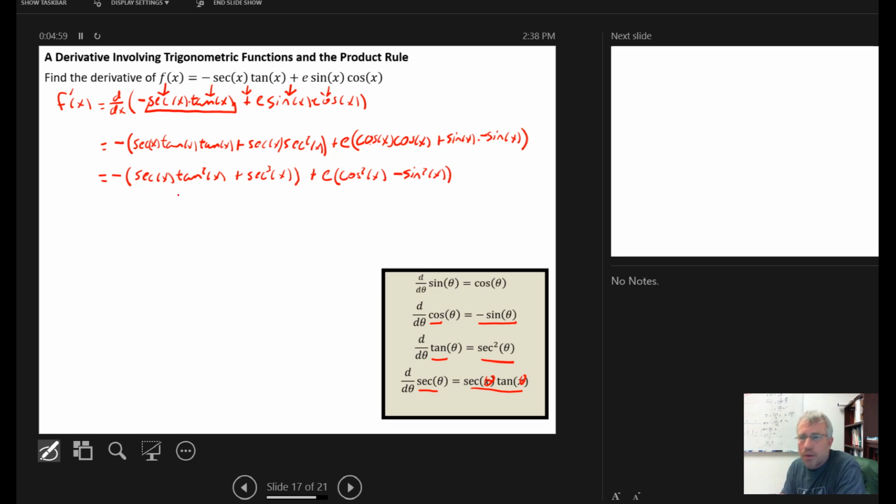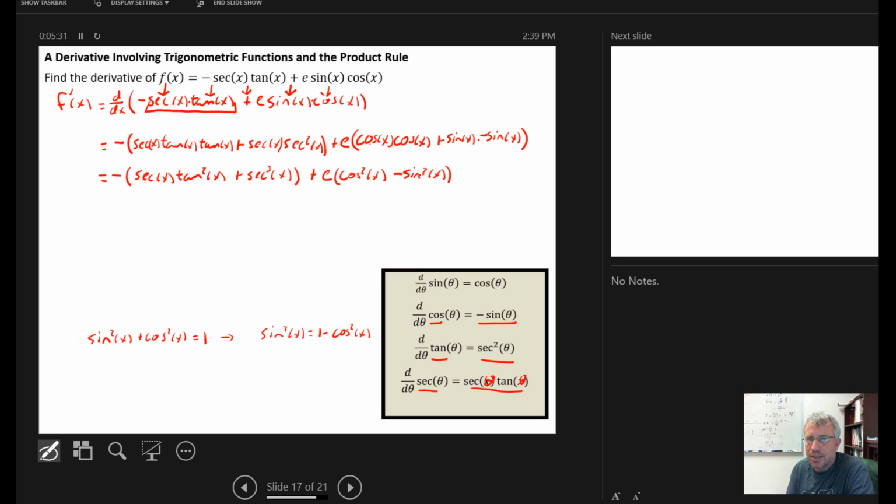And now we want to look at what we have going on here. So right here and right here I can do some cleanup. And the tool I can use is the Pythagorean identity. So we learned in trigonometry that the sine squared of x plus the cosine squared of x is equal to 1. So if we subtract the cosine squared from both sides, we wind up getting that the sine squared of x is equal to 1 minus the cosine squared of x.